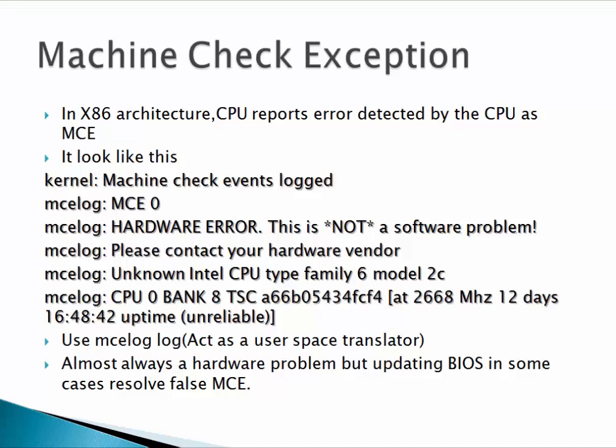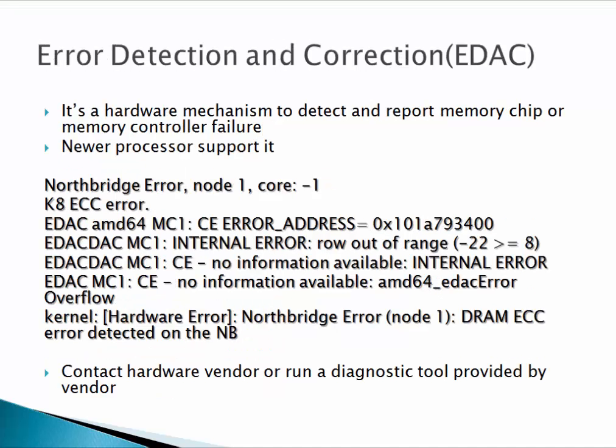Now let's look at the other stuff. As I told you, we are still on the hardware part, like whatever hardware errors we have seen on a day-to-day basis. Modern processors support something called error detection and correction, popularly known as EDAC. It is basically a hardware mechanism to detect and report memory chip or memory controller failure. You generally see this kind of issue logged in your /var/log/messages like Northbridge error, node 1, core, this K8 ECC error.